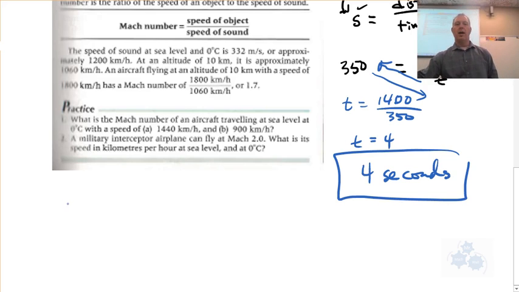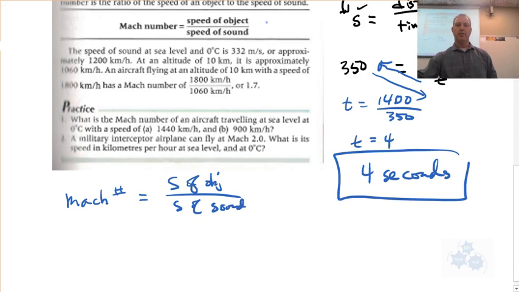So remember, Mach number is the speed of the object divided by the speed of sound, and it's right above there. Okay, it's right here. And the speed of the object is in kilometers per hour here. And so it would be nice to figure out what the speed of sound is in kilometers per hour, or we change this to meters per second, right? So we have to do some adjustment.